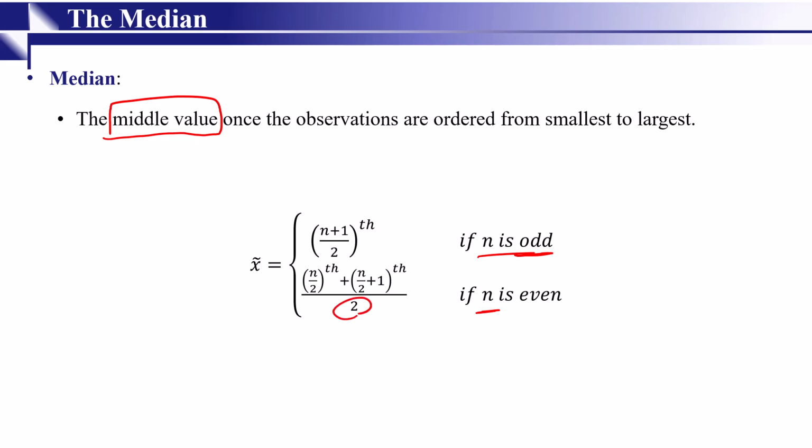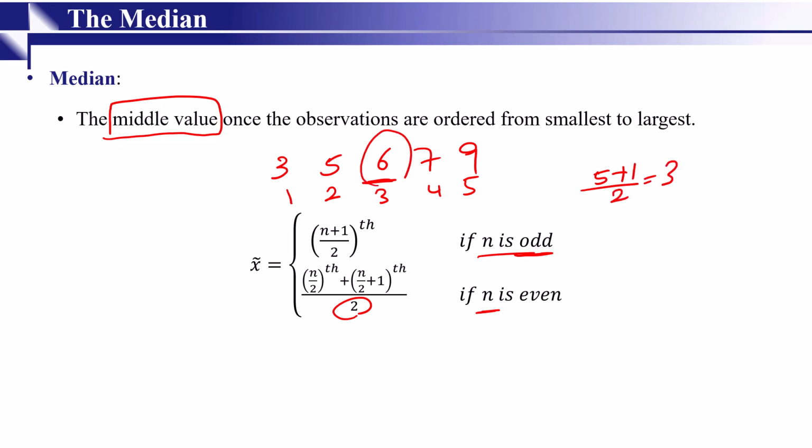For example, if we have 3, 5, 6, 7, 9, in this case, the median is 6 because this is the middle one, right? So what is n here? 1, 2, 3, 4, 5. So here, we say 5 plus 1 divided by 2 is third. So the third is the median.